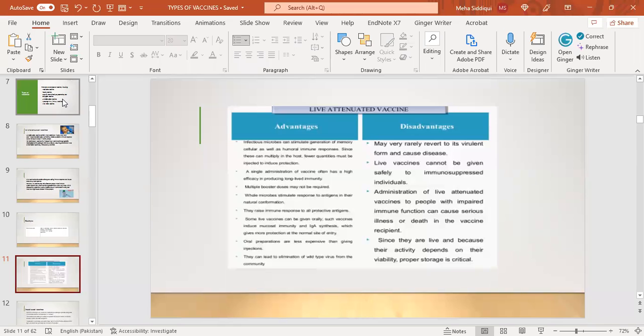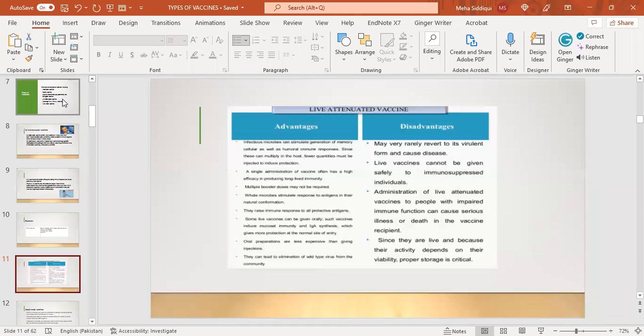Whole microbes stimulate response to antigens in their natural conformation. They raise immune response to all protective antigens. Some live vaccines can be given orally. Such vaccines induce mucosal immunity and IgA synthesis, which gives more protection at the normal site of entry. Oral preparations are less expensive than giving injections. They can lead to elimination of wild type virus from the community.